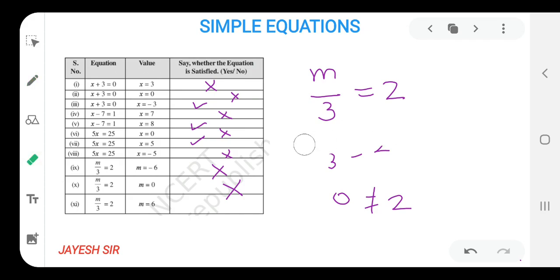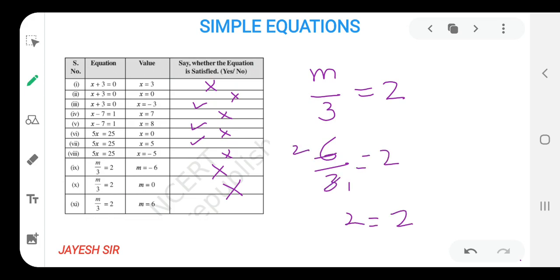So let us begin with the last sum of this type. Let us understand, we have to put the value of m as 6. So I am putting the value of m as 6, and over here 3 ones are 3, 3 twos are 6, that means 2 equals 2. That means the value of m equals 6 satisfies and forms the equation. I hope you all might be getting it, friends.